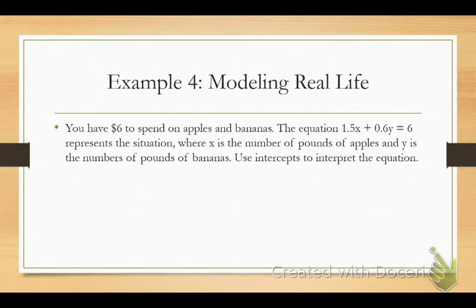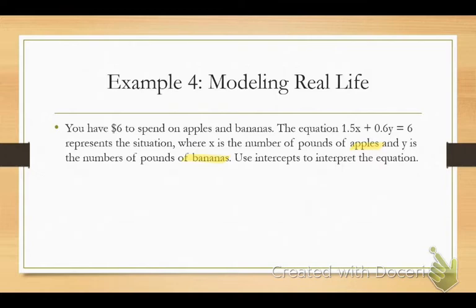You have $6 to spend on apples and bananas. The equation 1.5x plus 0.6y equals 6 represents the situation where x is the number of pounds of apples and y is the number of pounds of bananas. Use intercepts to interpret the equation. What does x stand for? X stands for apples. What does y stand for? Number of pounds of bananas. You have to understand that. There's no way you can put this into an equation unless you can pull that out of the equation. X stands for apples, y stands for bananas.